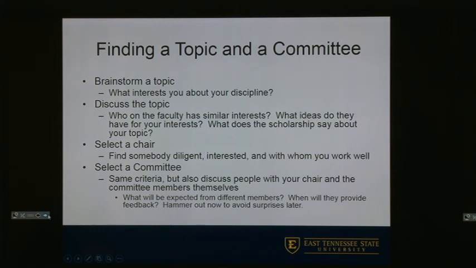Discuss the topic. Find a faculty member who has similar interests and discuss your ideas with that person. What ideas do they have for your interests? What does the scholarship say about your topic? A thesis or dissertation is meant to be an original piece of scholarship. You need to find part of your area where you can make that original contribution.